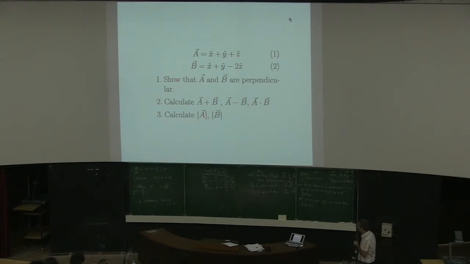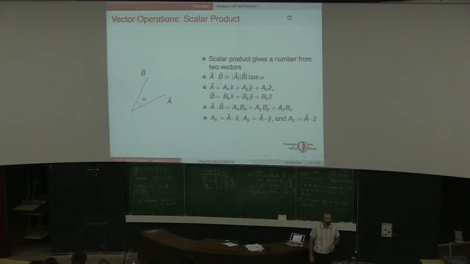Well, the magnitude of A: let's again go back to the definition of the scalar product. If you assume that A and B are the same vector, then A dot A is the magnitude of A squared. The angle between them is 0, so cosine of 0 is 1. So the magnitude of a vector squared is nothing but the scalar product of the vector with itself.